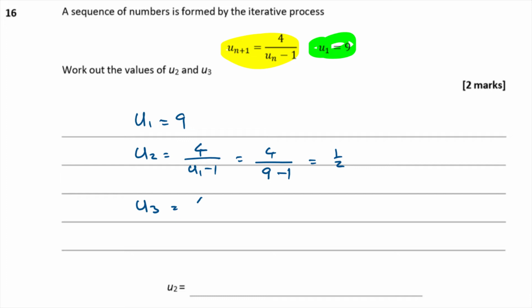u3 we're going to get by taking 4 and dividing it by our previous term, u2, subtract 1, which is 4 divided by a half, subtract 1. Okay, so what's a half subtract 1? A half subtract 1 is minus a half. And what's 4 divided by minus a half? What we can do is take that fraction, keep change flip, isn't it? So that's the same thing as 4 times minus 2 over 1 then, isn't it? Which is negative 8. Okay, so u3 is negative 8, u2 is a half.